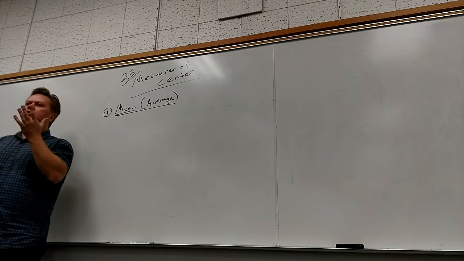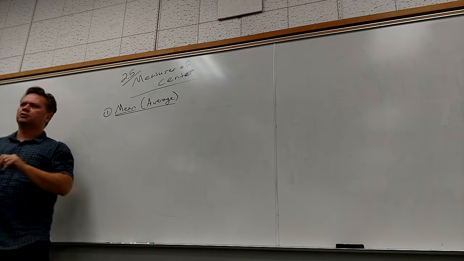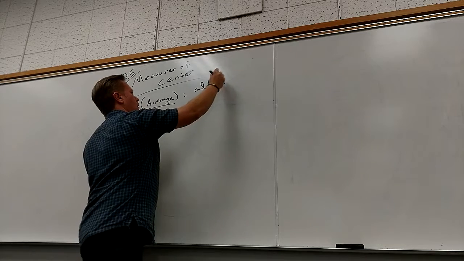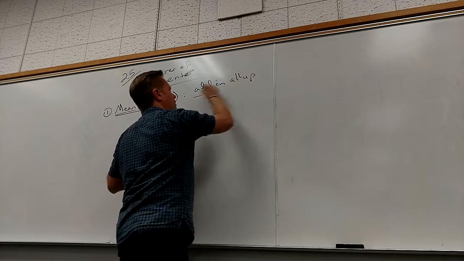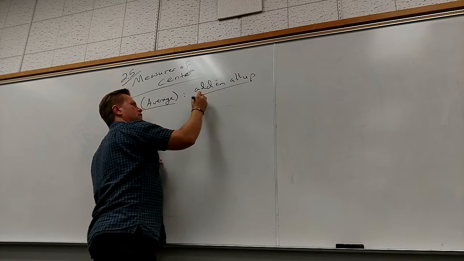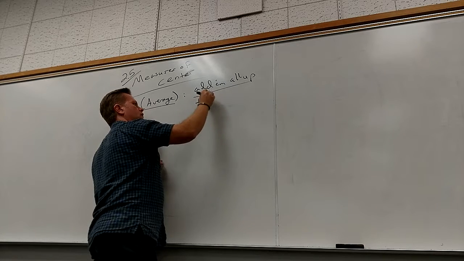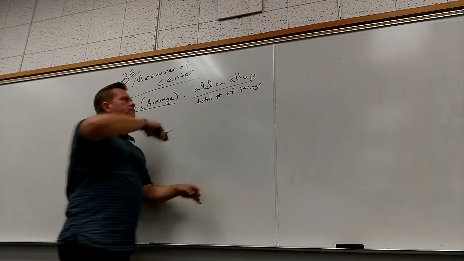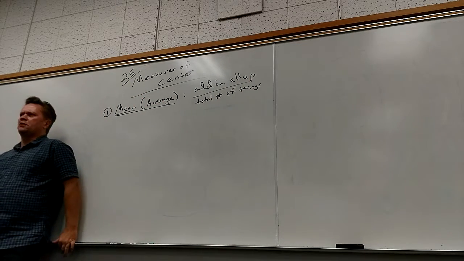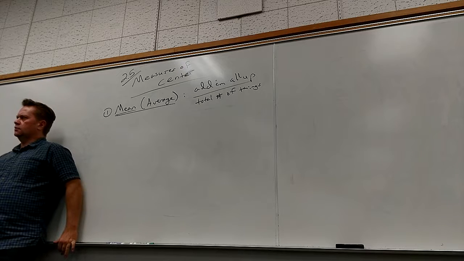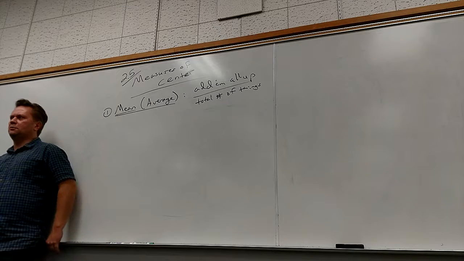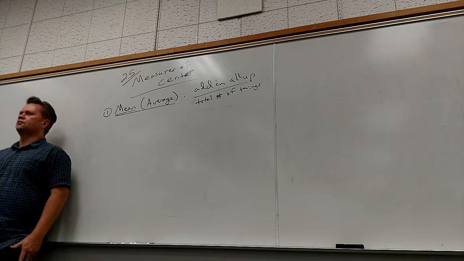Can somebody tell me in English how to calculate the average? You add up all the numbers and divide them by however many you have. Divide by how many? Divide by the total number of grades or whatever you're averaging. So add them all up and divide by how many there are, right? That's in English, which math people don't like because there's too many letters.